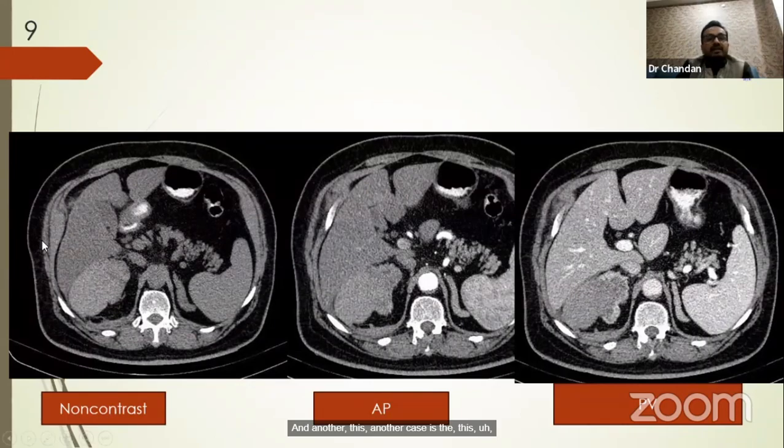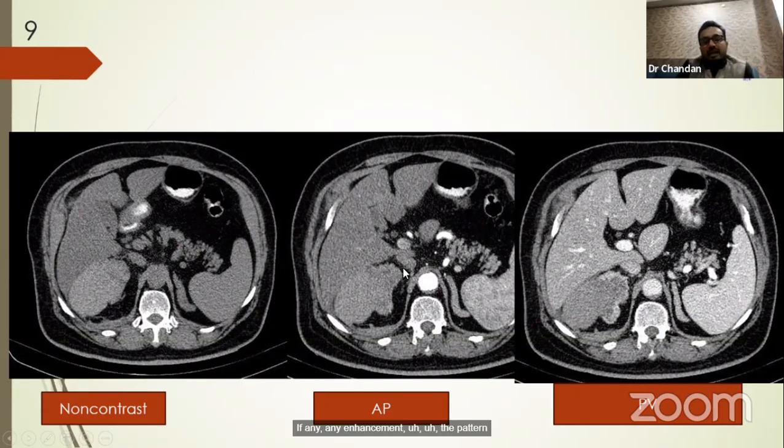Another case: this is the non-contrast CT scan, this is the arterial phase CT scan, and this is the portovenous CT scan. The non-contrast CT images show hyperdense content completely replacing the right adrenal gland, and in the arterial phase, no obvious enhancement is seen as compared to the non-contrast images.